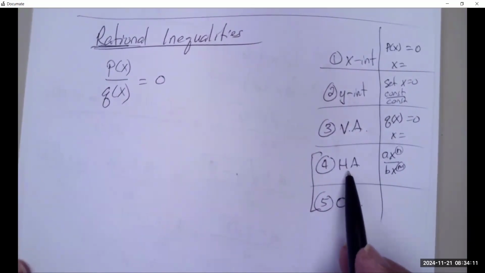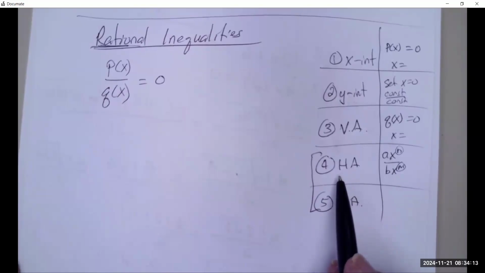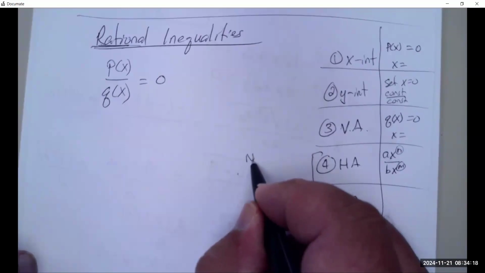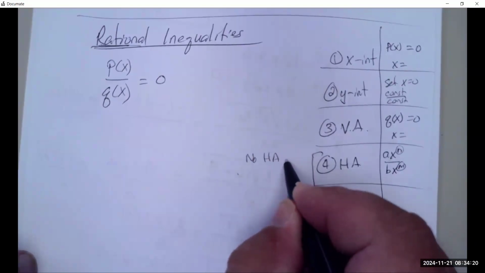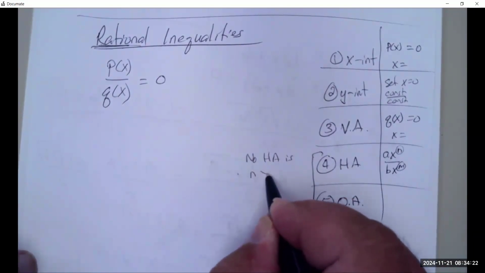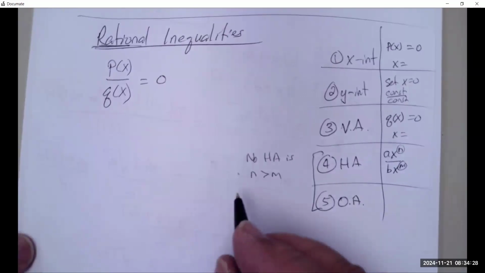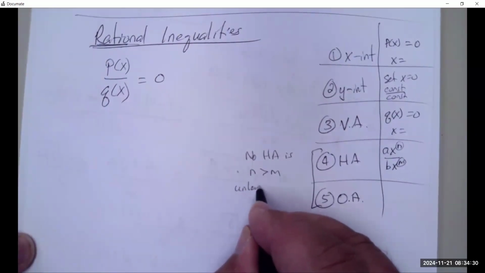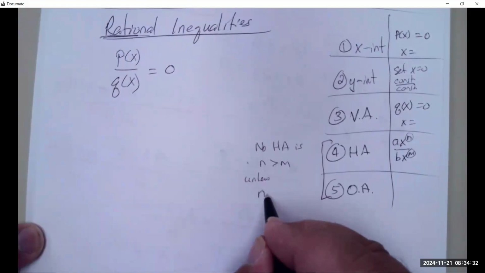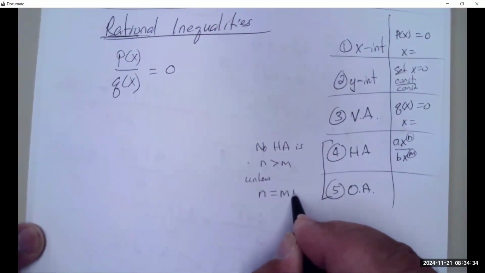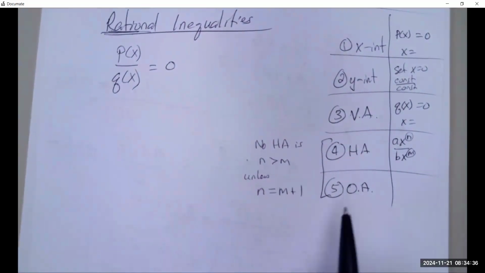What's the only one that doesn't work for the horizontal asymptotes? No horizontal asymptote if the top is bigger than the bottom, because it goes to infinity, unless the top is bigger than the bottom by 1. Then we have an oblique asymptote, which means we have to do long division there.